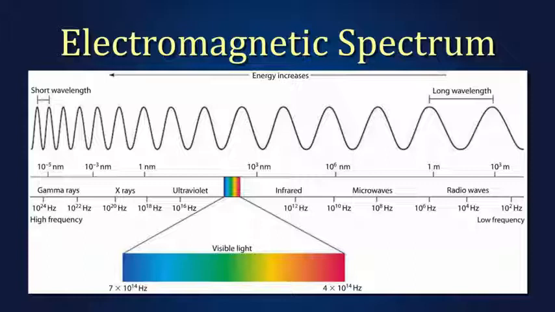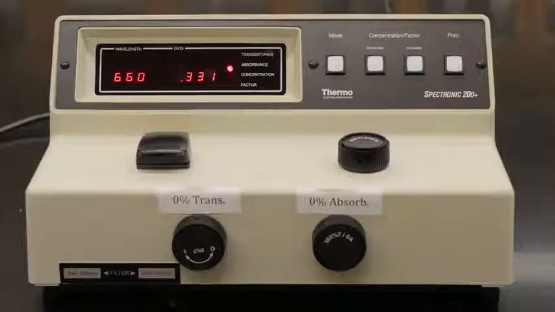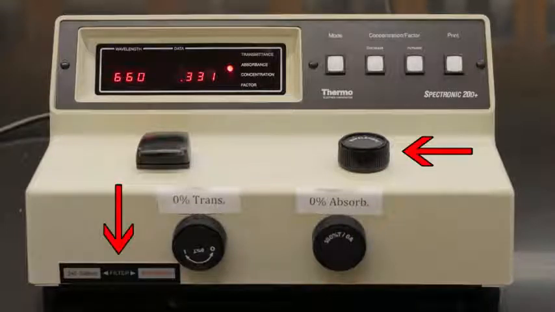Review the information in your textbook about the electromagnetic spectrum. We'll only work with the visible and near-visible wavelengths. A spectrophotometer houses a light source that produces a broad range of wavelengths and uses one or more adjustable filters to select the wavelength passing through the sample.